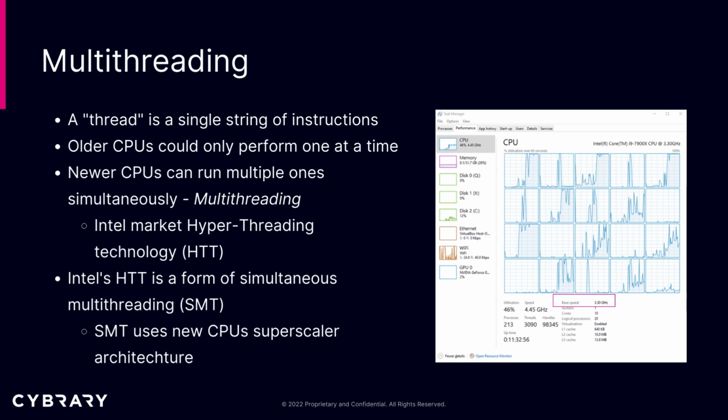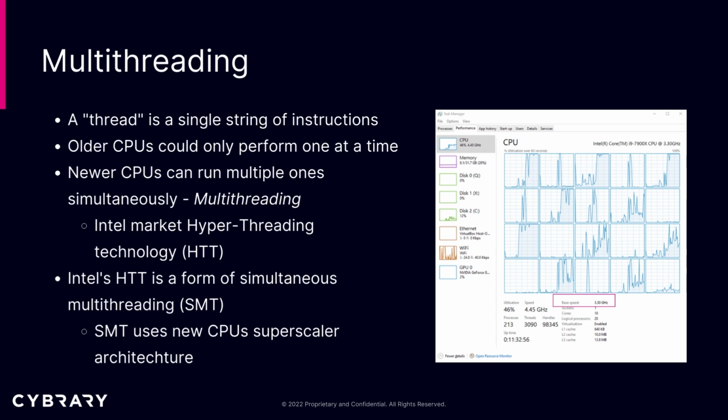Multi threading is another technology. The string of instructions that a CPU runs is called a thread. Older processors were only capable of running one thread at a time. New CPUs can now perform multiple threads at a time. This is called multi threading.